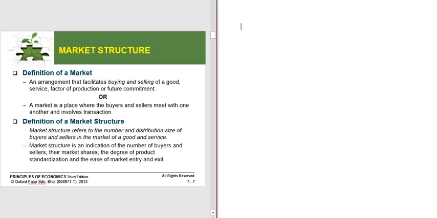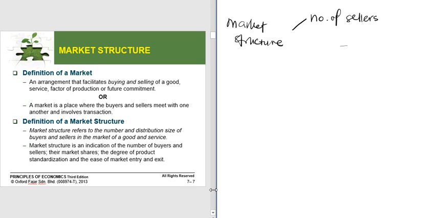It refers to the number and distribution size of buyers and sellers in a market of goods and services. So to understand market structure, we are going to look at the differences in terms of the number of sellers or firms. Buyers and sellers. We don't want to focus on buyers. We want to focus on the number of firms in the market structure, their market shares, or market size.